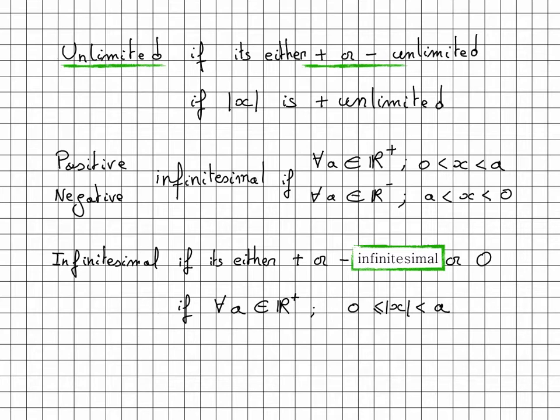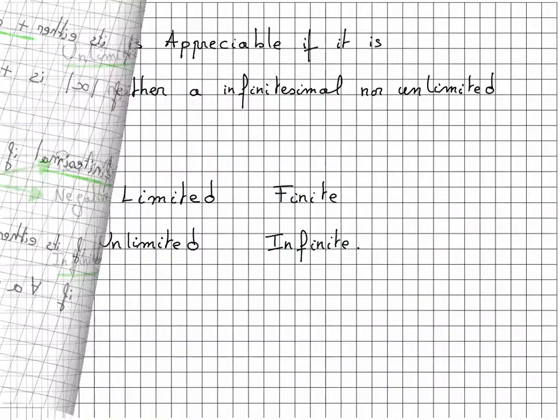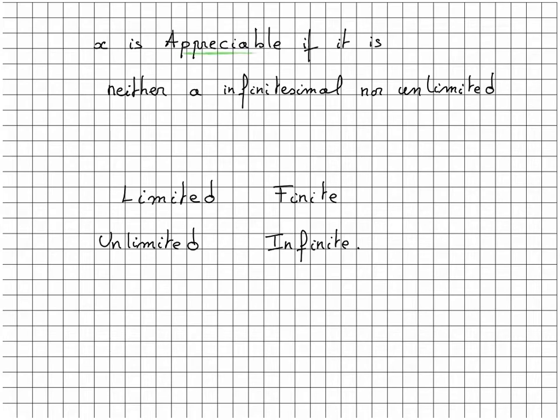We say a number is a positive infinitesimal if it is larger than 0 but smaller than any positive real number. We also define a negative infinitesimal in a similar way. And we say that a number is infinitesimal if it's either a positive or negative infinitesimal, or 0. We also say that a number is appreciable if it is neither an infinitesimal nor an unlimited number.